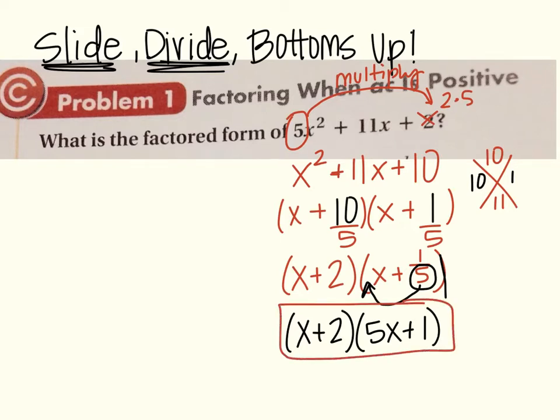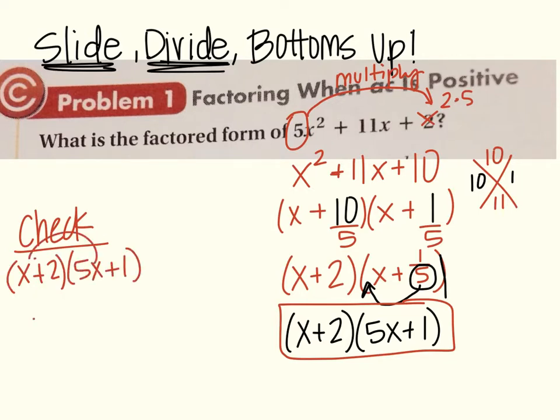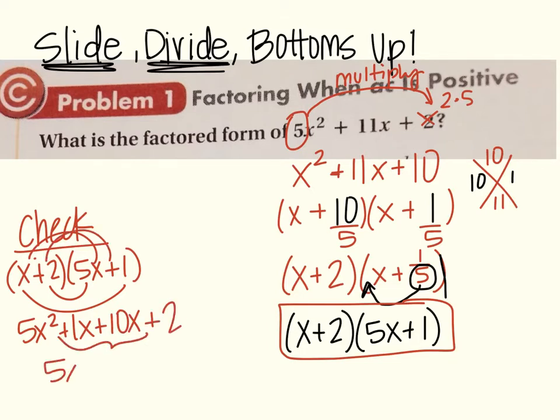But of course we want to check it too, so we're going to come over here and check our work and FOIL it back out. So first is going to be 5x squared. Outside is going to be plus 1x. Inside is going to be plus 10x. And last is going to be plus 2. And when you add the two middle terms, you should get 11x like our question. And if you get the same thing as your question, then you know that your two factors are correct.